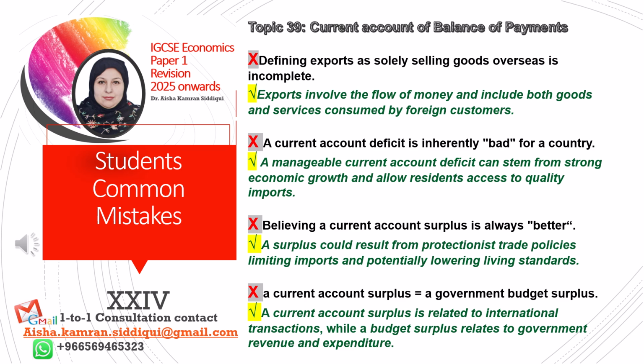Fourth, saying a current account surplus is the same as a government budget surplus is a big mistake. A current account surplus relates to international transactions, while the budget surplus relates to government revenue and expenditure. So keep this point very clear.